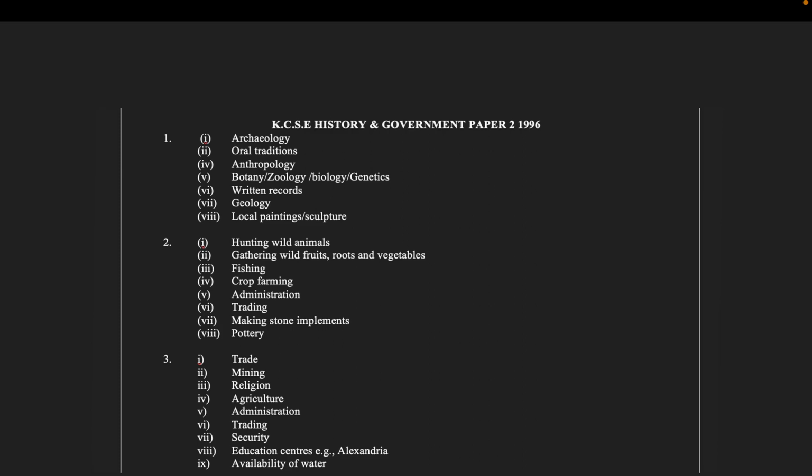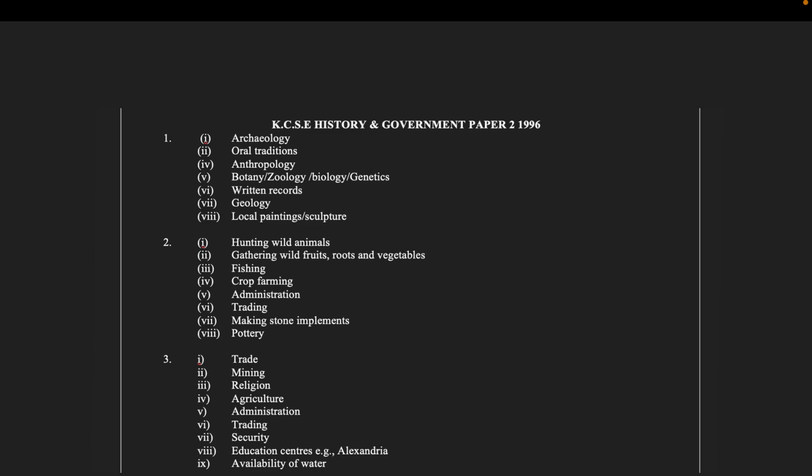III. Religion. IV. Agriculture. V. Administration. VI. Trading. VII. Security. VIII. Education centers e.g., Alexandria. IX. Availability of water.